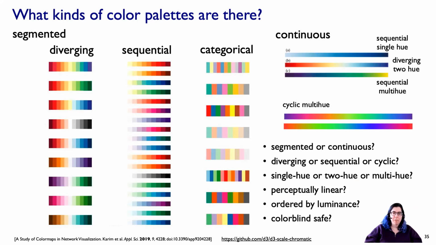So when you think about color maps, think about these questions. Is it segmented or continuous? Is it diverging or sequential or cyclic? Is it just one hue or two hues or many? Is it perceptually linear? Is it luminance ordered? And we'll get to this question of colorblind safe in a moment.